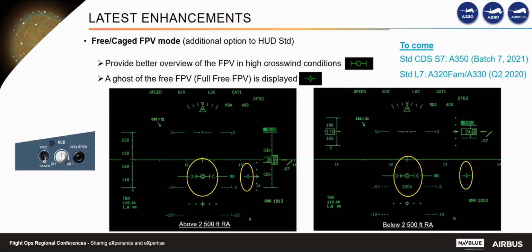As being optional, the installation and the activation of the free cage FPV mode will be done in addition to the installation and the activation of the HUD standard. There will be as well the installation of the free cage switch on the glare sheet to replace the normal crosswind switch. It will be done with an on-demand service bulletin.